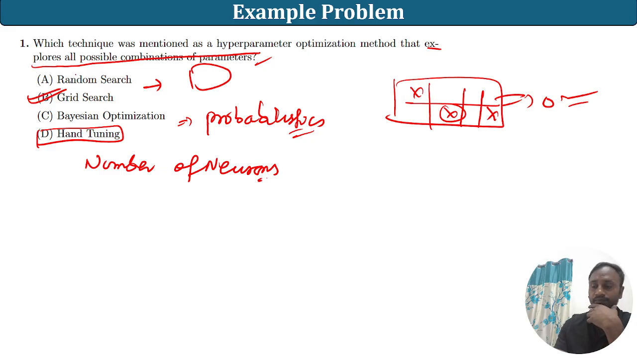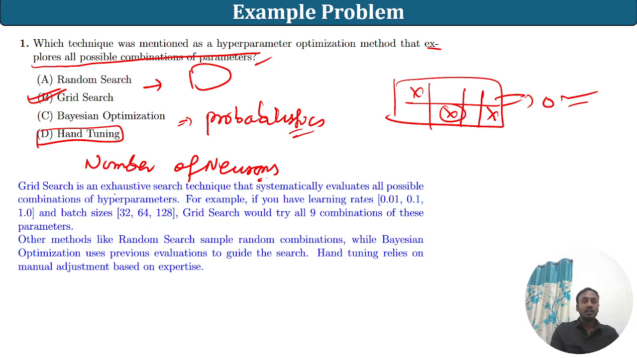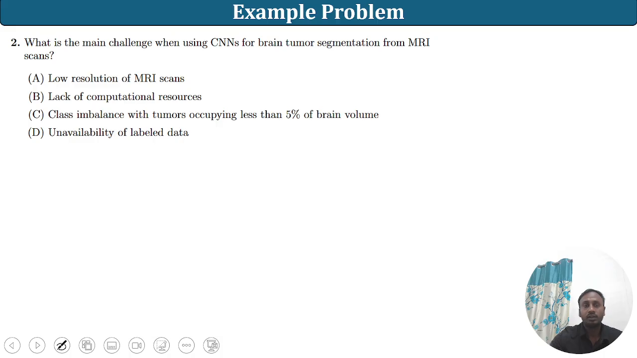So the second option, grid search. It's a search technique that systematically evaluates all possible combinations of the parameters. If you have a learning rate of this much and a batch size of this much, it will try all nine combinations of these parameters. Other methods are random search and Bayesian; hand tuning is managed differently, with our expertise.